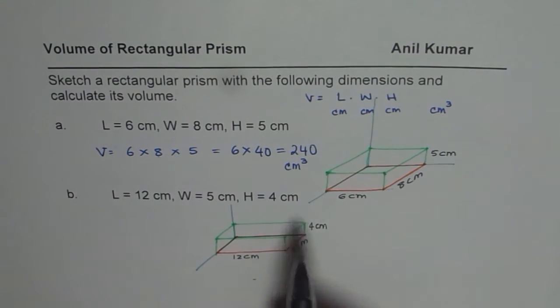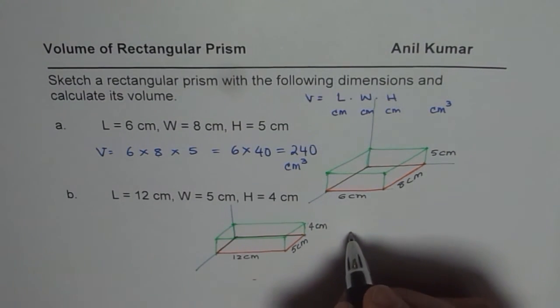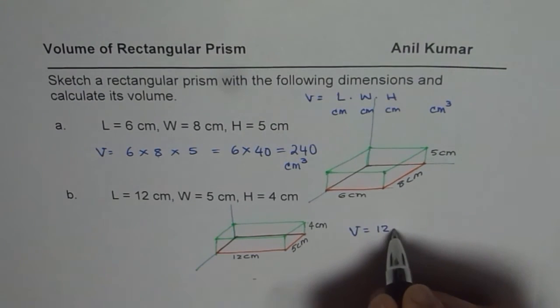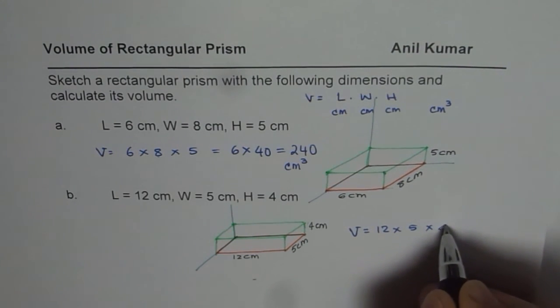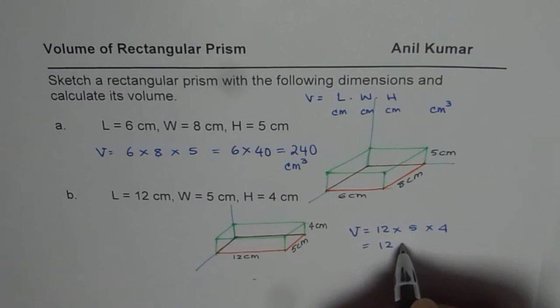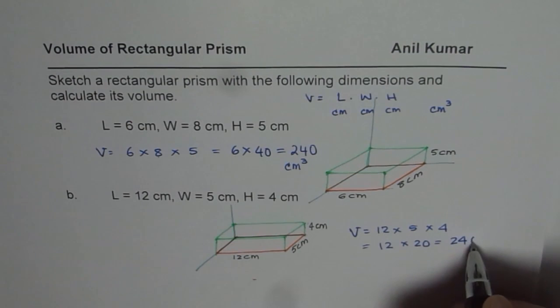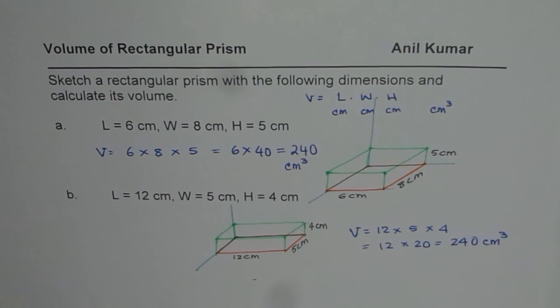The second one, volume equals 12 times 5 times 4. You could do 5 times 4 is 20, and 12 times 20, double of 12 is 24, so 240 centimeter cube. That is how you get the volume. I hope with this video you understand how to sketch a rectangular prism and then how to find its volume. Try to take some more examples, sketch them and then find the volume of these prisms. I hope that helps.